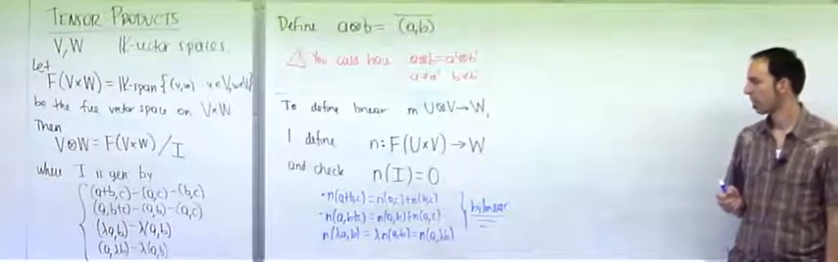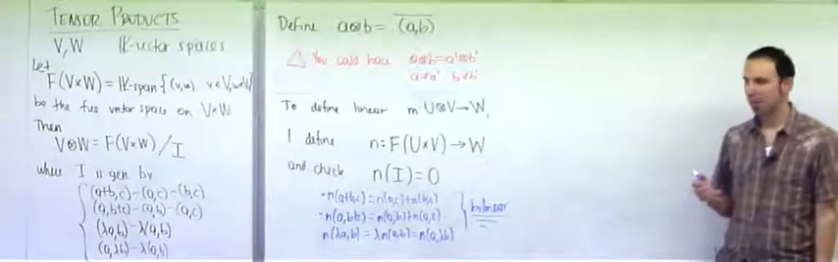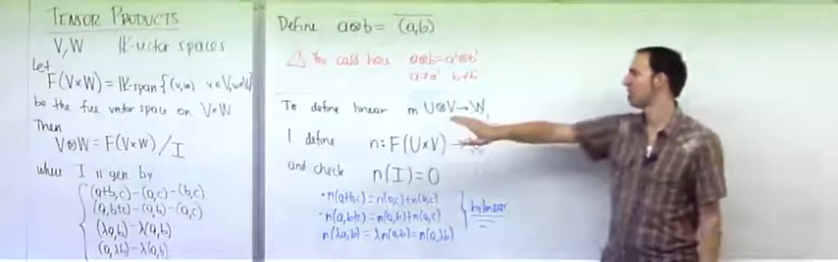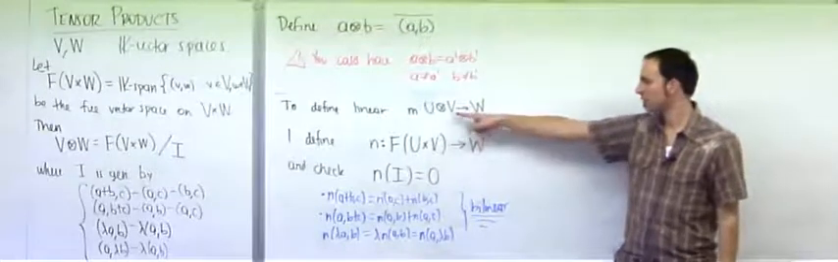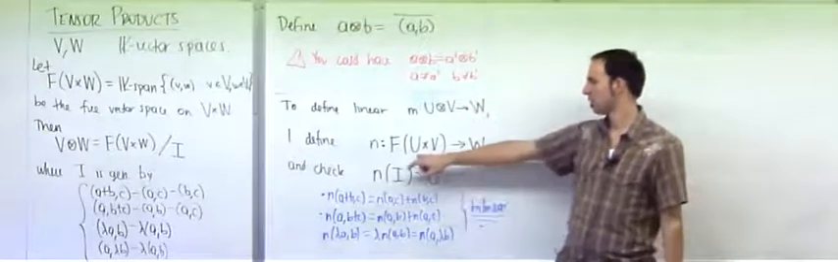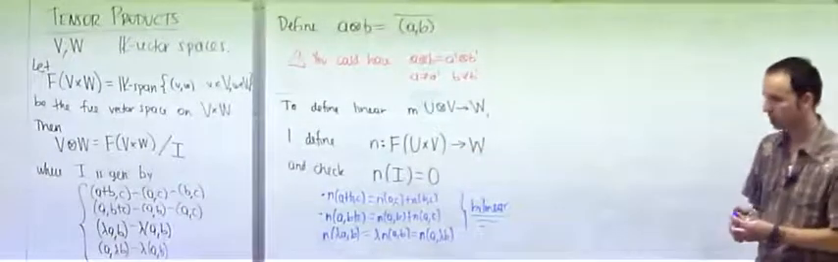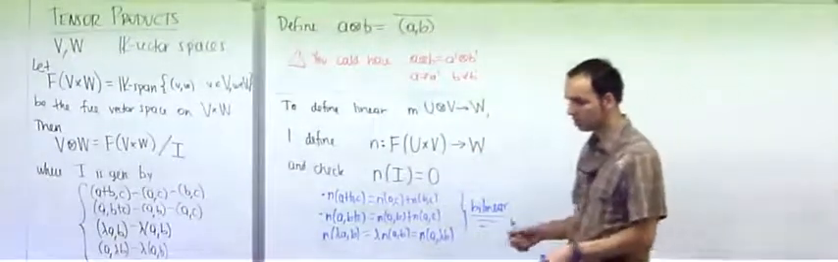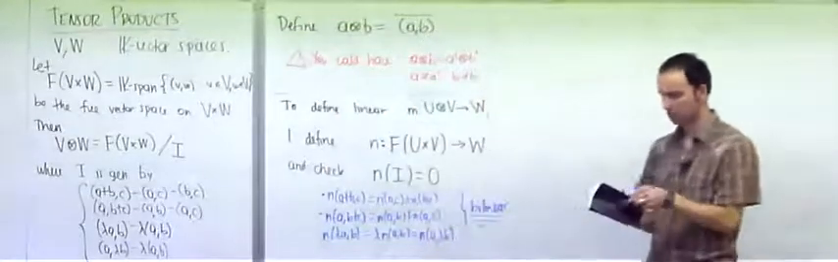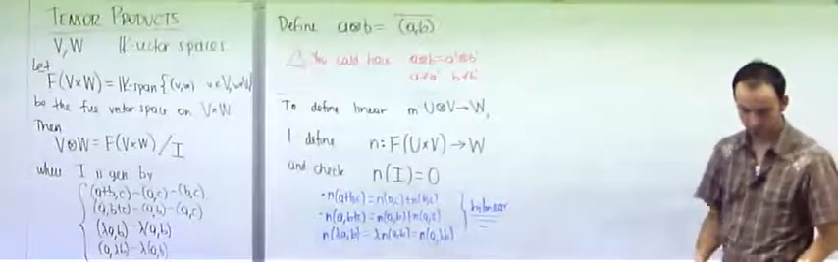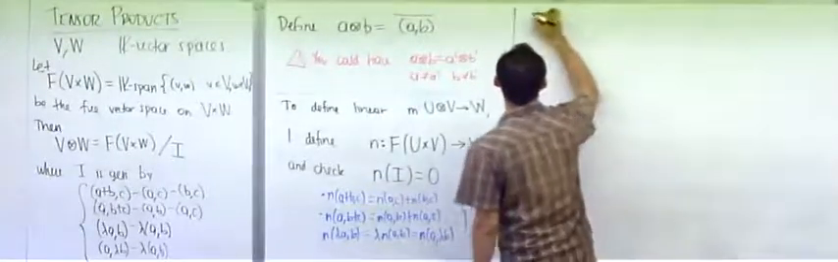And so basically, the way that you define a linear map from a tensor product to something is that you find a bilinear map from U cross V to W. And so let me write a key theorem. Very important theorem.